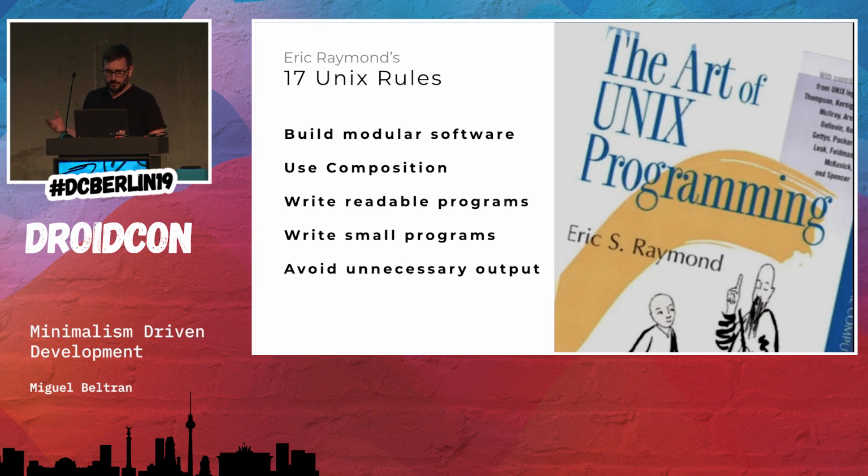Learning about the Unix philosophy made me realize how much in common they have also with minimalism approaches. For example, from Eric Raymond's 17 Unix rules, he includes the following: build modular software, use composition, write readable programs, write small programs, and avoid unnecessary output.